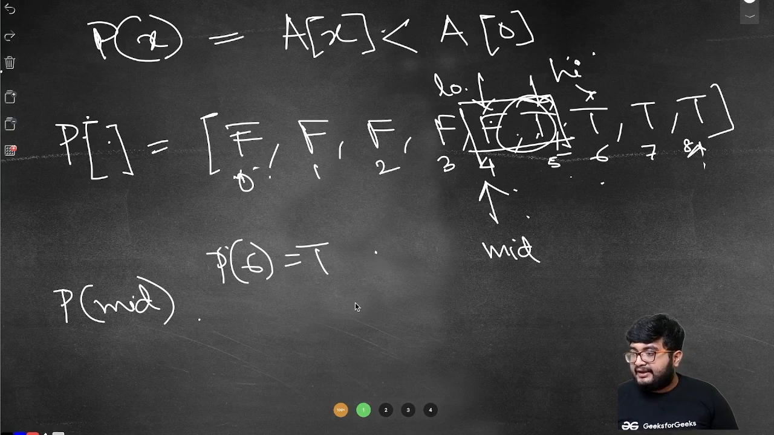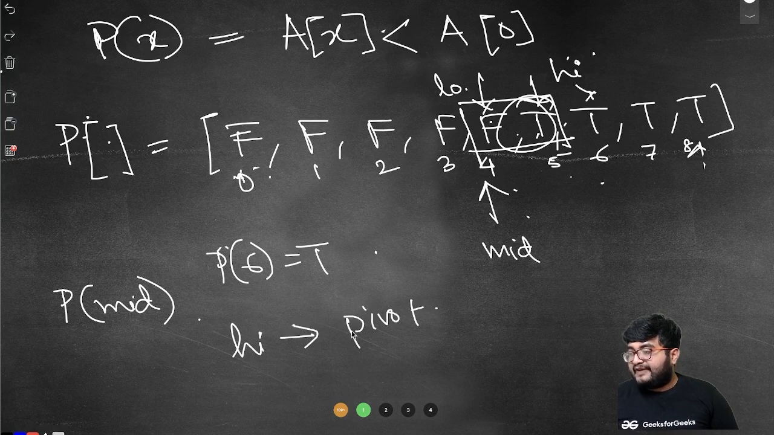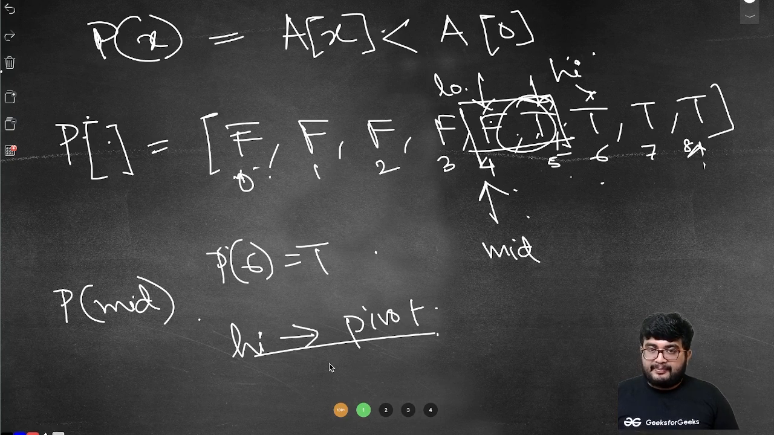So this way, our high becomes the pivot, right? And once we find the pivot, we can easily do a binary search on either one of the parts, and if the element is there, we can determine the index as well using binary search. So let's try to write the code for this.